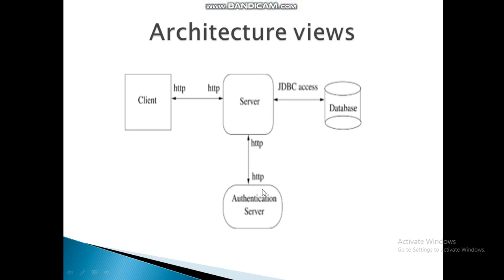This is the extension of the other example for the architecture view. Here there are four components: client component, server component, database component, and authentication server component. Here the client component sends the request to the server to respond to the client.